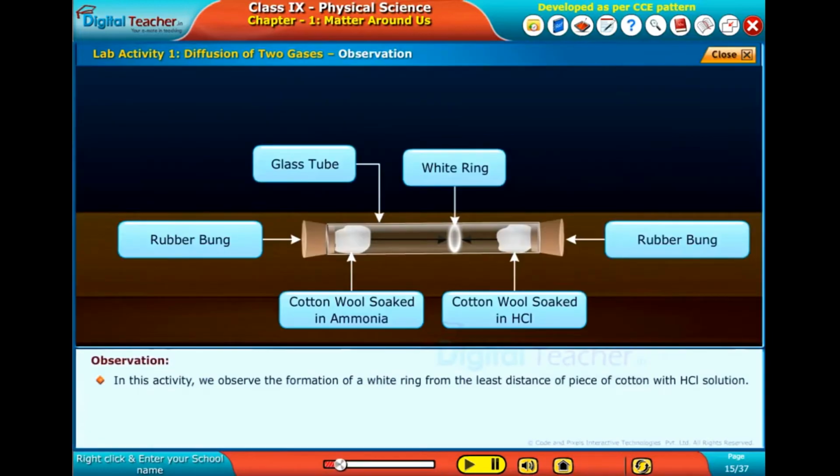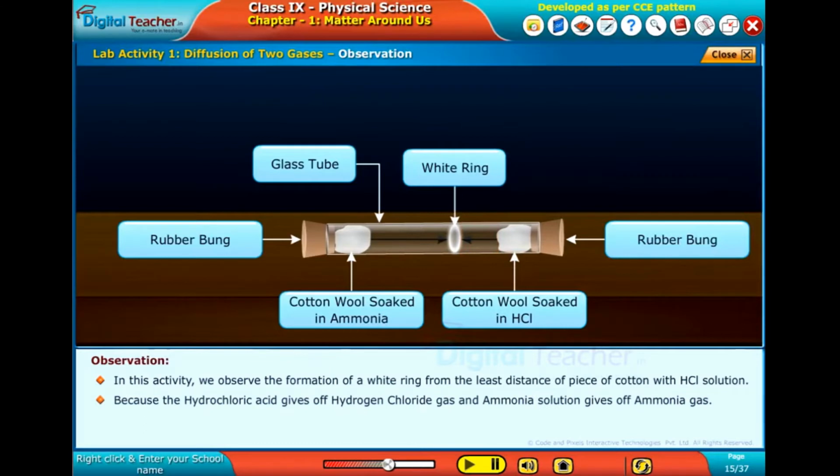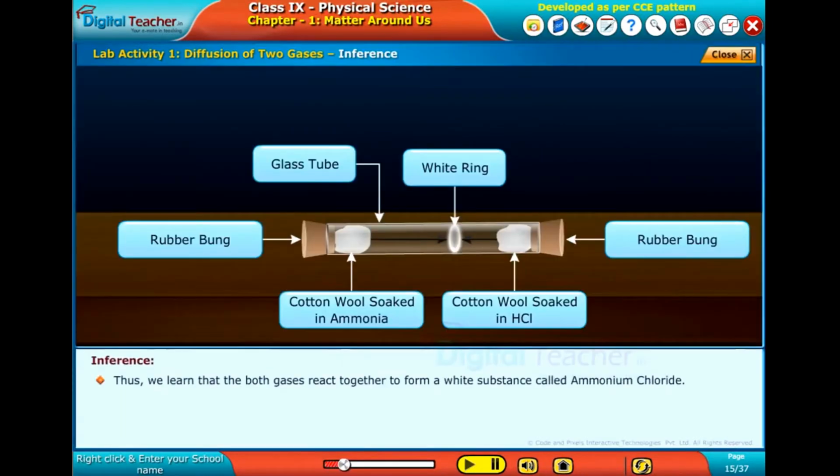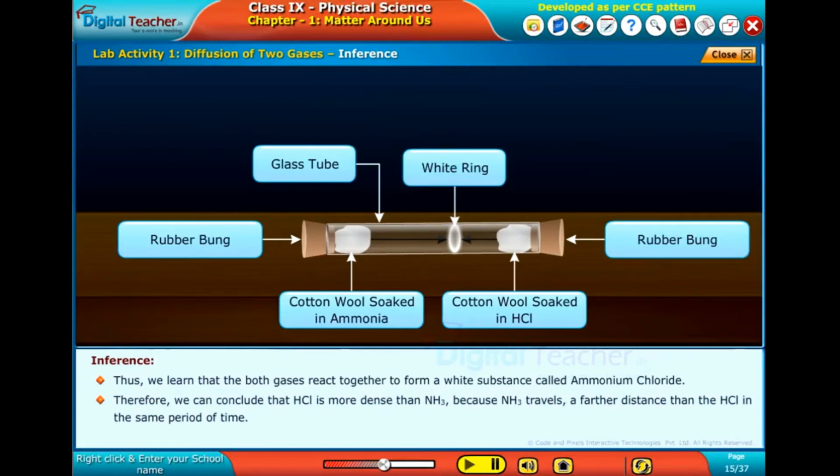In this activity, we observe the formation of a white ring at the least distance from the piece of cotton with HCl solution. This is because the hydrochloric acid gives off hydrogen chloride gas and the ammonia solution gives off ammonia gas. Thus, we learned that both gases react together to form a white substance called ammonium chloride. Therefore, we can conclude that HCl is more dense than NH3 because NH3 travels a farther distance than the HCl in the same period of time.